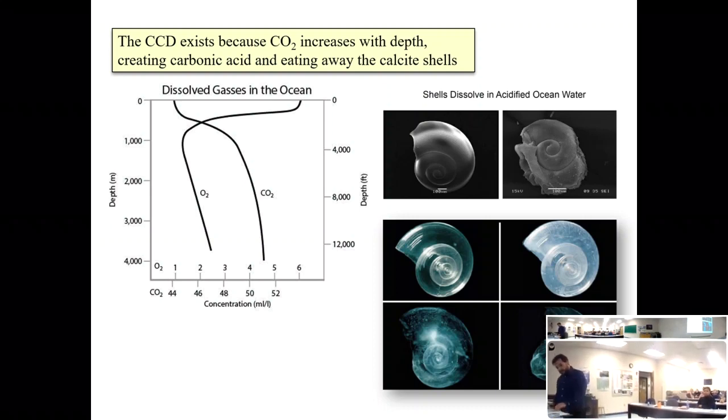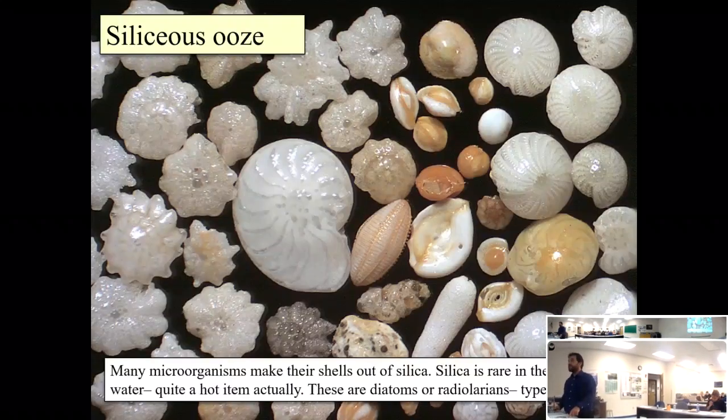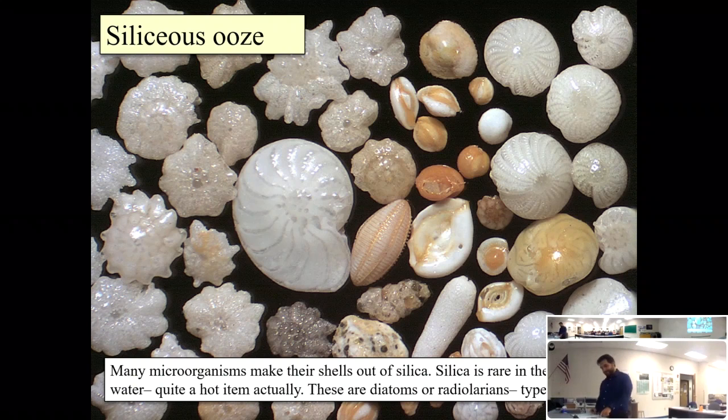Okay. All right, so we took care of number 13, number 14. Let's talk about siliceous ooze. So siliceous ooze is, remember, made out of silica. So it's very analogous to calcareous ooze, but it's made out of silica instead of carbonate. If you zoom in on diatoms and radiolarians, there's a lot of organisms that make their shells out of silica.